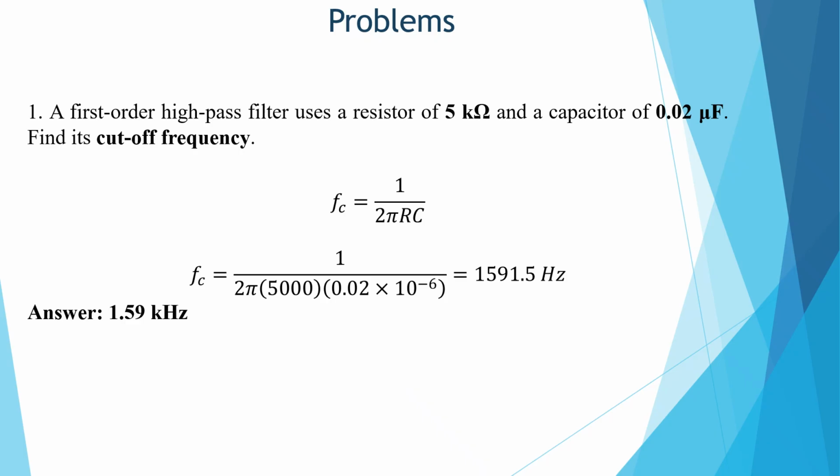Next we are going to see some of the problems on filters. First one is a first order high pass filter uses a resistor 5 kilo ohm and a capacitor 0.02 microfarad. Find its cutoff frequency. For a first order high pass filter, the cutoff frequency Fc is given as 1 by 2 pi RC. By substituting the values of resistance and capacitance, we can get Fc as 1.59 kHz.